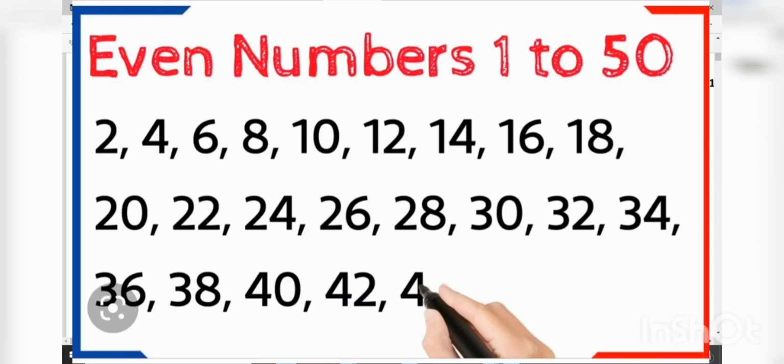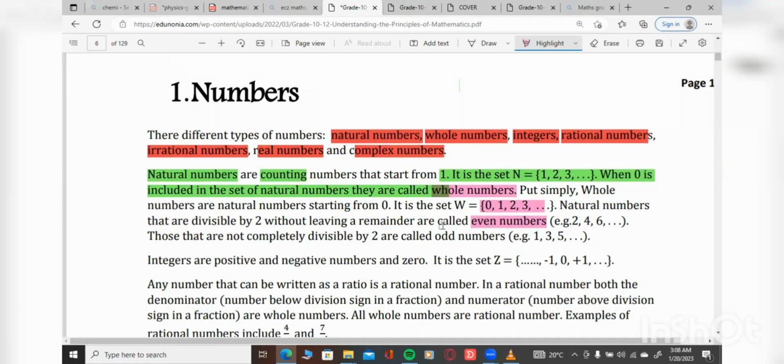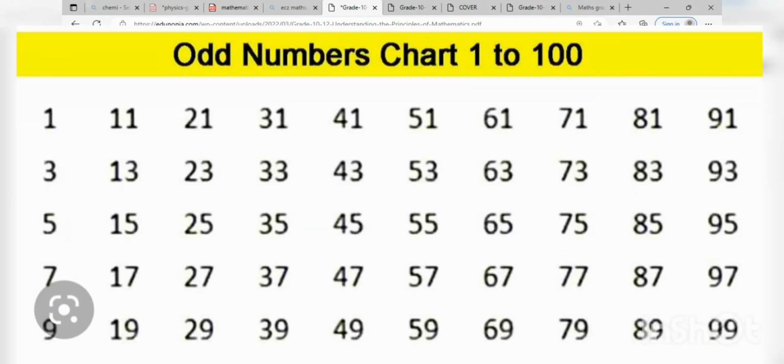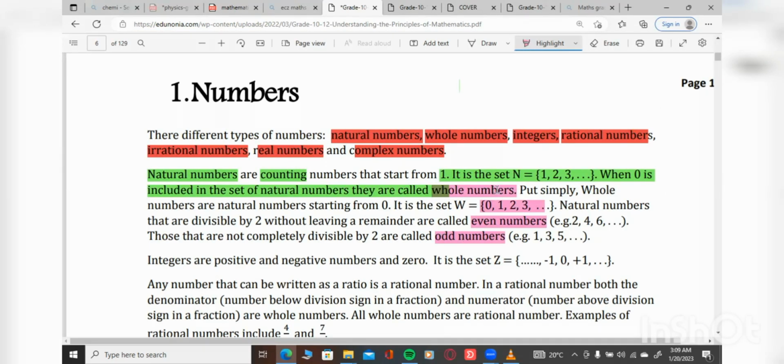start from 1. Natural numbers that are divisible by 2 without leaving a remainder are called even numbers. Any number which is divisible by 2 and does not leave a remainder is called an even number. When you have numbers that are not divisible by 2, those numbers are odd numbers, like 1, 3, 5, 7, 9. The numbers that leave a remainder, that are not divisible by 2, are called odd numbers.